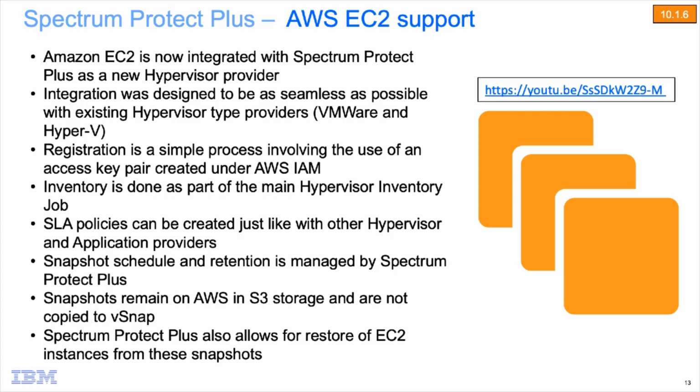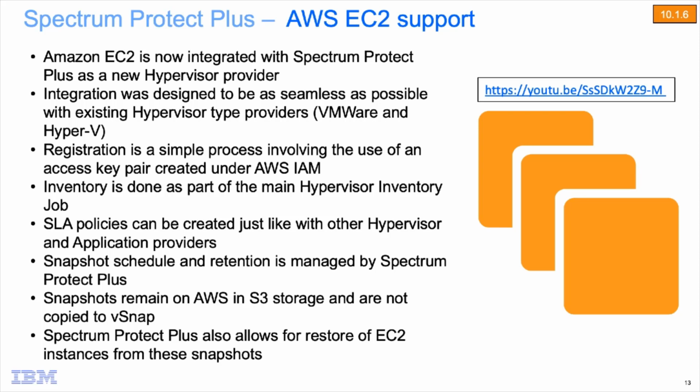Now, there is one slight difference from the way we're doing Hyper-V and VMware. For Hyper-V and VMware, the snapshots are stored on vSnap. And for AWS, with their EC2 snapshots, they are going to remain on AWS S3 storage and are not going to be copied to vSnap.